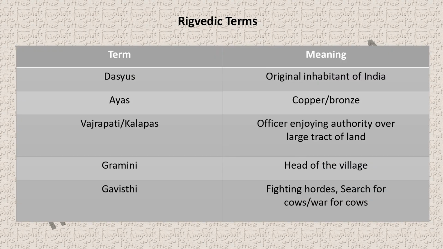Rigvedic terms. Term, meaning. Dasyus, original inhabitant of India. Ayas, copper/bronze. Vajrapati/Kulapa, officer enjoying authority over large tract of land. Gramini, head of the village. Gavishti, fighting hordes, search for cows/war for cows.